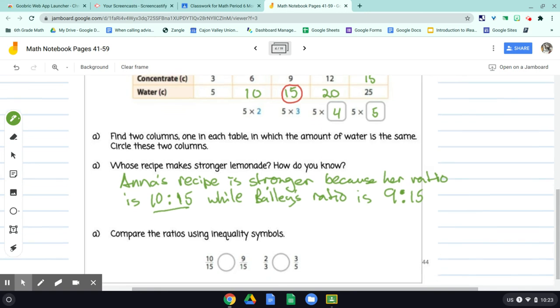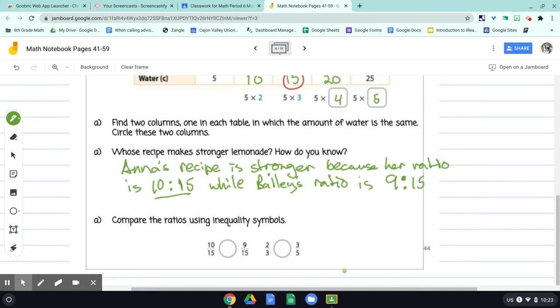And so we have these ratios down below. We're comparing the ratios using inequality symbols. Sorry, I was having trouble with that word. Comparing ratios using inequality symbols. Well, clearly, we can see that Anna's recipe of 10 cups of lemonade for 15 cups of water uses more of the lemonade concentrate.